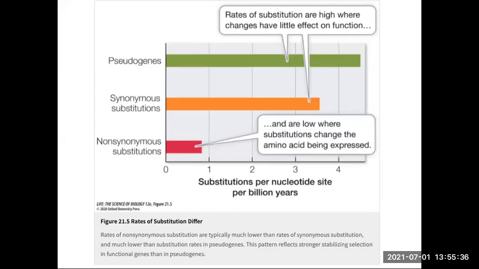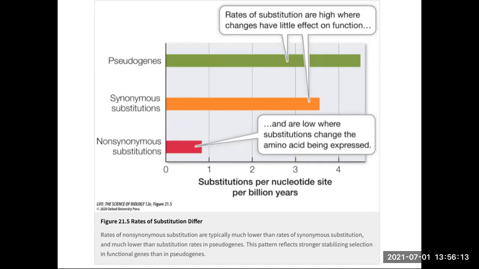Okay, a couple more things. So here we see a chart that is comparing the number of changes in pseudogenes versus protein coding sequences. Pseudogenes are DNA sequences that are no longer used, they are no longer expressed, and therefore it doesn't matter if you change the sequence because you are not going to end up in reality using that protein anyway. So it doesn't matter if you have synonymous mutations or non-synonymous mutations.